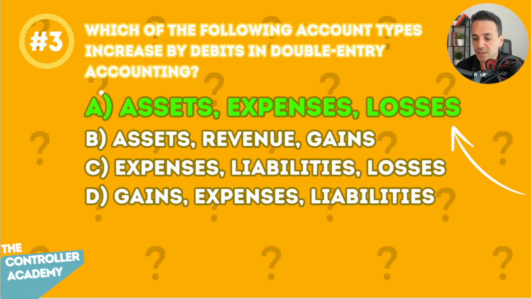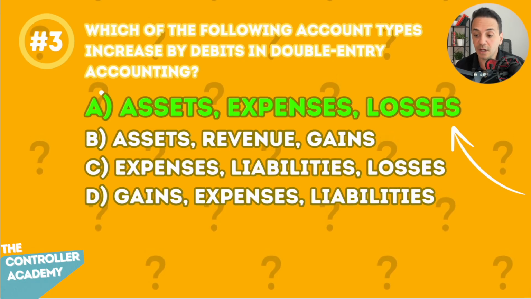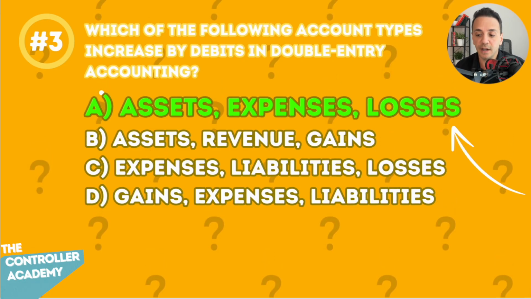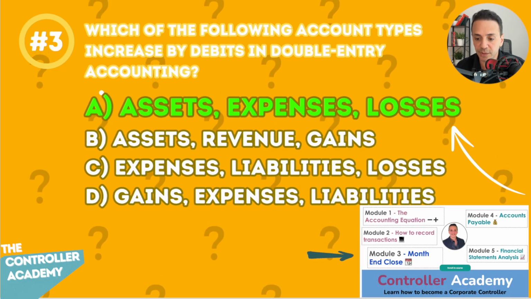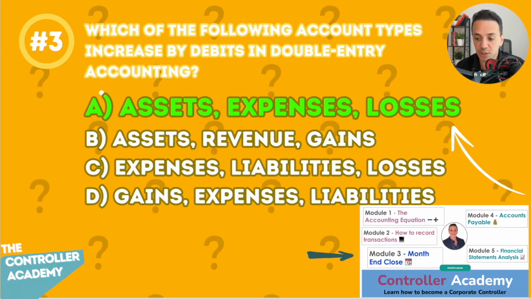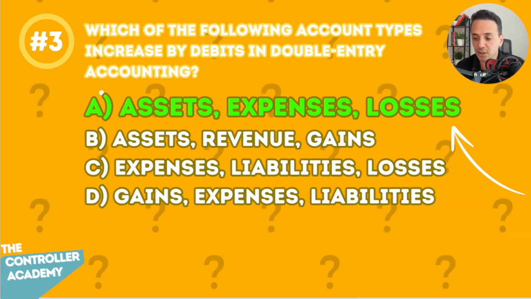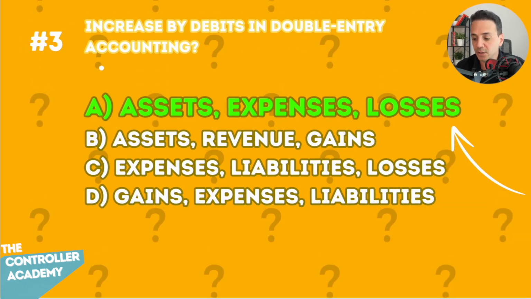And the answer is, of course, assets, expenses, and losses. That has a nature of debit when it increases. So if you want to increase an asset, you debit it. Same for expenses and losses, they share the same nature. So they're both a debit to increase. All three are a debit to increase.